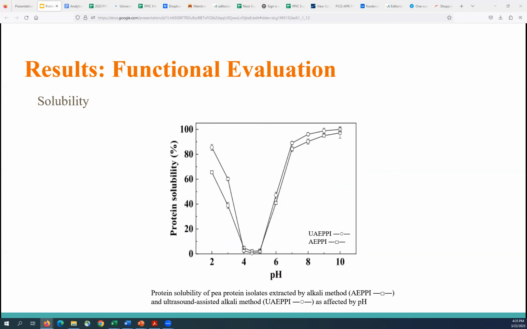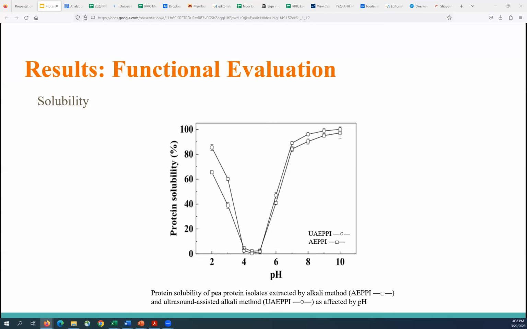As for the solubility, the minimum solubilities of the non-treated sample and the ultrasound-treated sample were observed at pH 4.5, which is close to the isoelectric point of the protein. At this point, the protein loses its charges and also loses the repulsion. At the same time, it gets more surface hydrophobicity interactions and protein aggregates. That's why we got the lowest solubility data at this point.